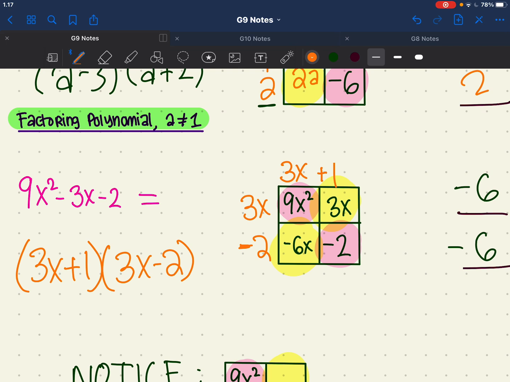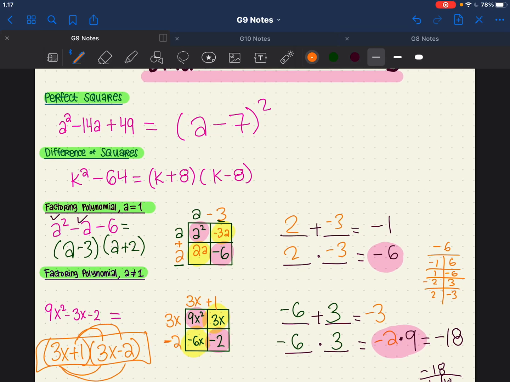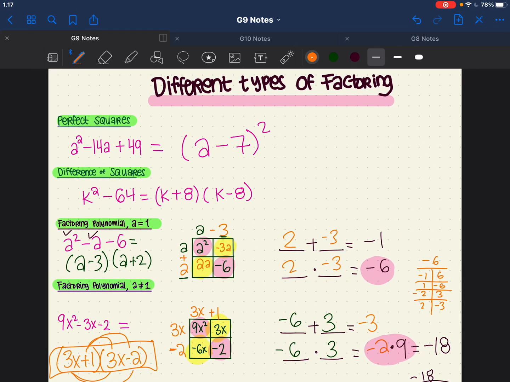If you expand it, 9x squared, check. Negative 6x plus 3x, that's negative 3x, check. 1 times negative 2, that's negative 2, check. So that is our answer. So yeah, these are just the basics of factoring that you guys needed to know.